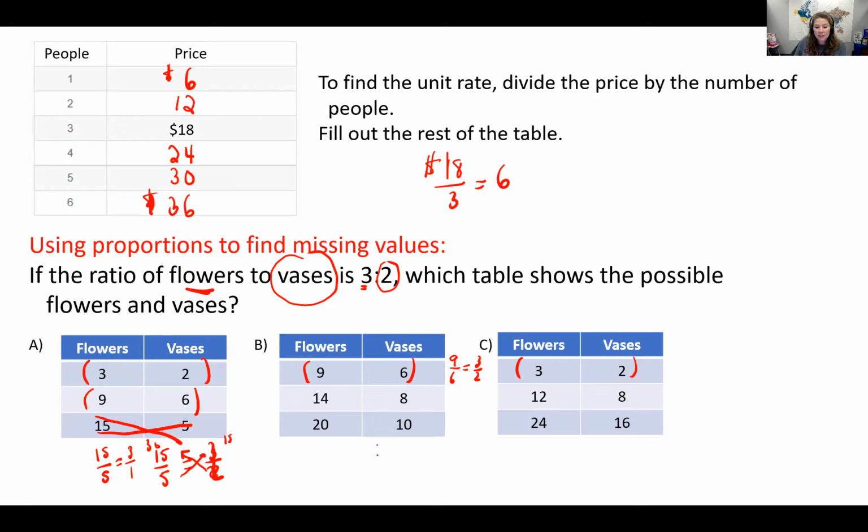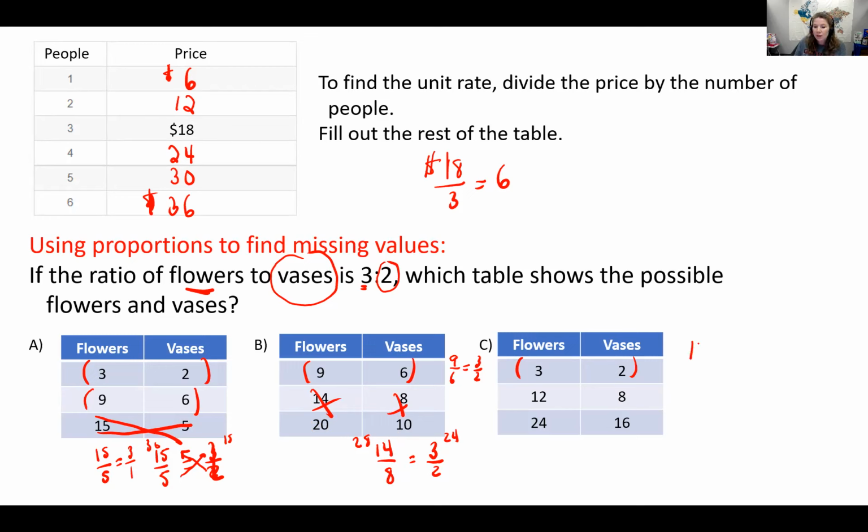All right, what about 14 to 8? Would that simplify to 3 to 2? Let's cross multiply and see if we get the same cross products. So 2 times 14 is 28. Well, 8 times 3 is 24. So that doesn't work. And of course, 20 to 10 would be 2 to 1. 2 to 1 is not equal to 3 to 2.